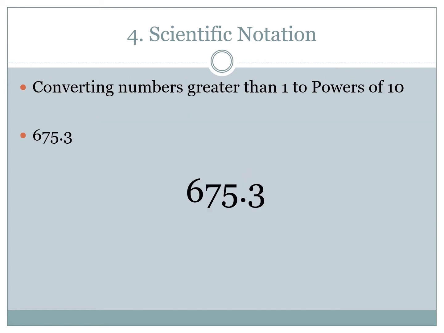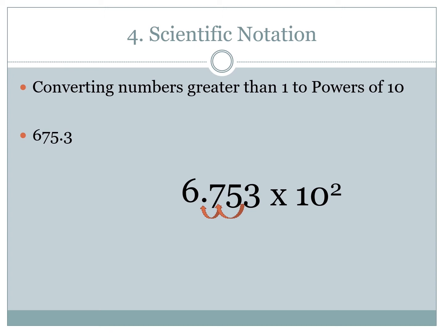So let's look at converting this number. Now this number is greater than 1, so therefore it's going to have a positive power of 10. In order to get that decimal point from between the 5 and the 3 and move it over so it's just past the 6, so it's going to be 6.75, I have to move it 2 places. So that means my exponent is going to be 2. And since it's larger than 1, it's going to be a positive 2. So this turns into 6.753 times 10 to the power of 2. That's the scientific notation for this number.